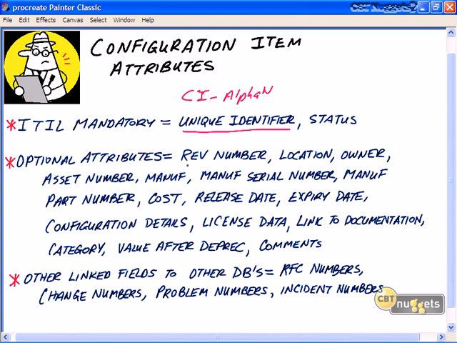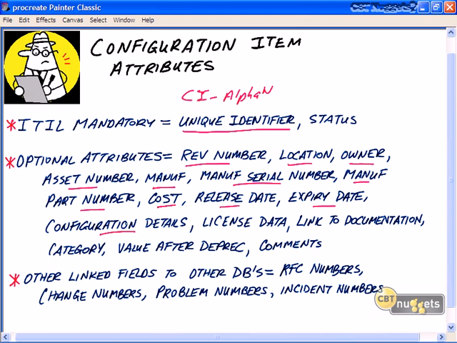Now you can see here some of the attributes might be revision numbers, which are used on software and hardware, the location, the owner of the software, the owner of the component, asset number, the manufacturer, which would apply to hardware, manufacturer serial number, manufacturer part number. So you can see some of these things are hardware related, some are software related, some can apply to both. Like cost, for example, could apply to both software and hardware, or even some contracted service or consulting service. Release date, expiry date, which would apply to software.